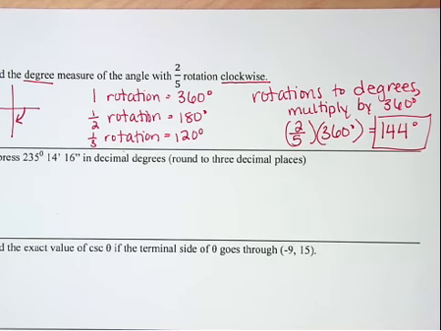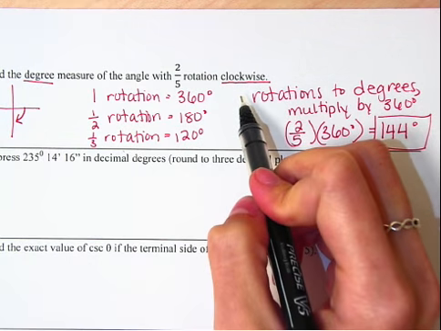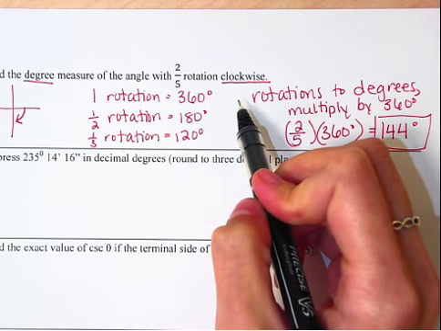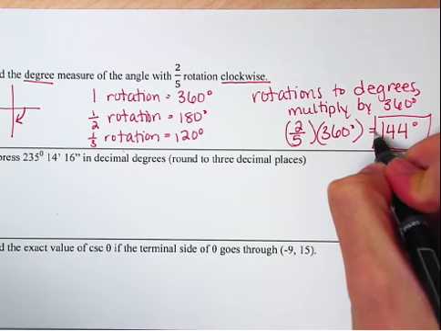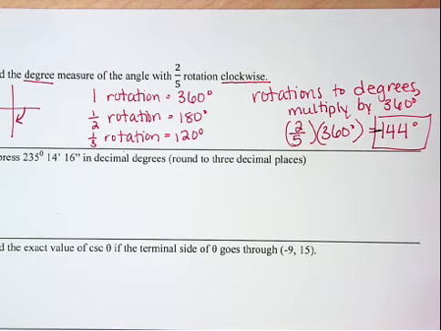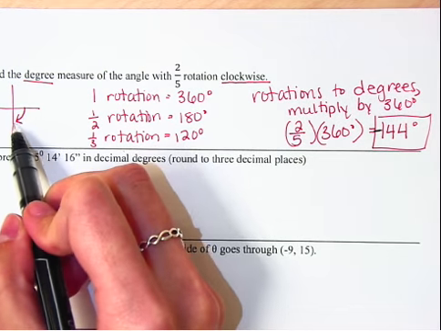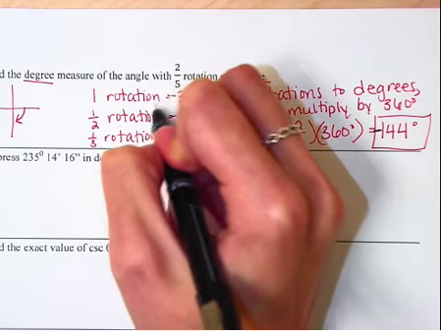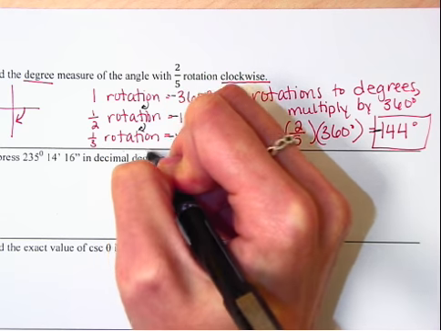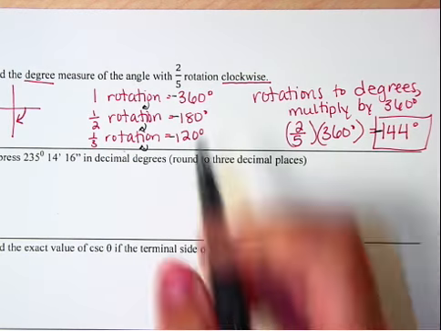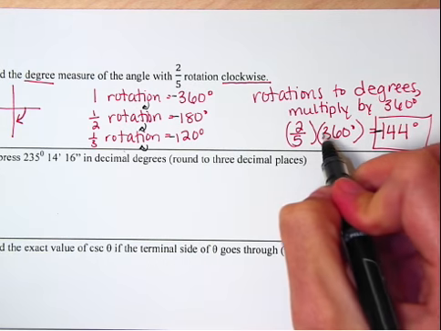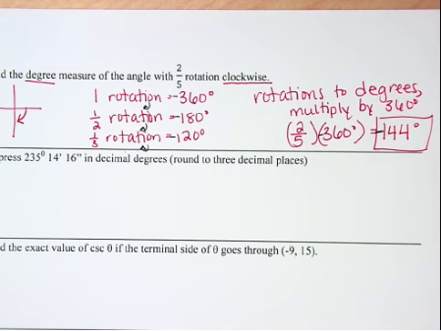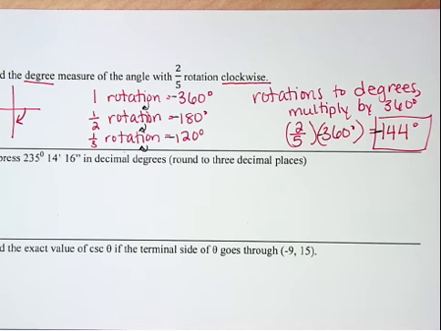Now, I did forget something. I said to pay attention to the fact that it's clockwise. If it's clockwise, we know that the degree measure is negative. So that's going to have to be a negative 144 degrees. If you want, you could say, okay, I'm going clockwise, so I'm going to make that a negative 360 degrees. If these are all going clockwise, their degree measures will all be negative. So 2/5 times negative 360 gives me clockwise rotation of 2/5, or negative 144 degrees.